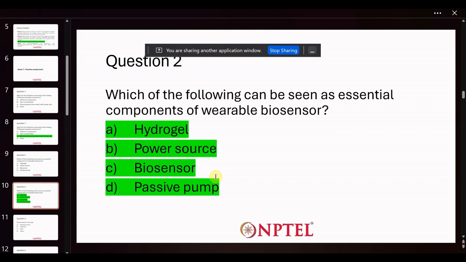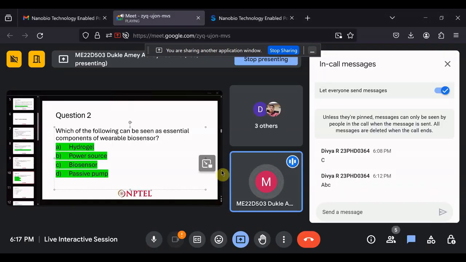So you don't want the sensor to cause any problem in the sensing, so you have to get the material properties of the wearable sensor as close to those of the human skin. That is why you need a hydrogel. So am I clear with this? Do you have any doubts? You can unmute or you can put it in the chat.